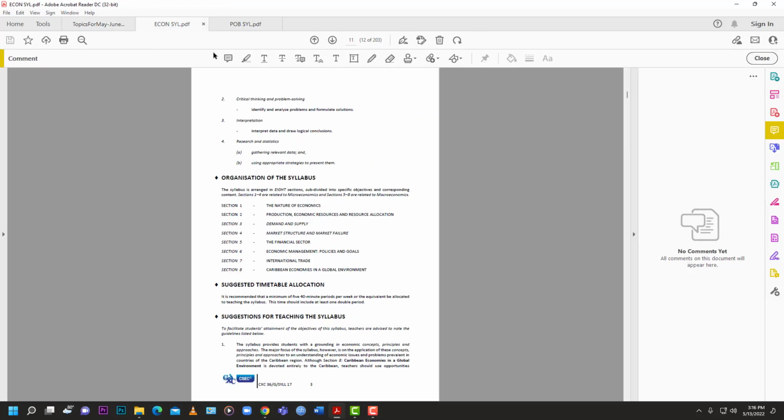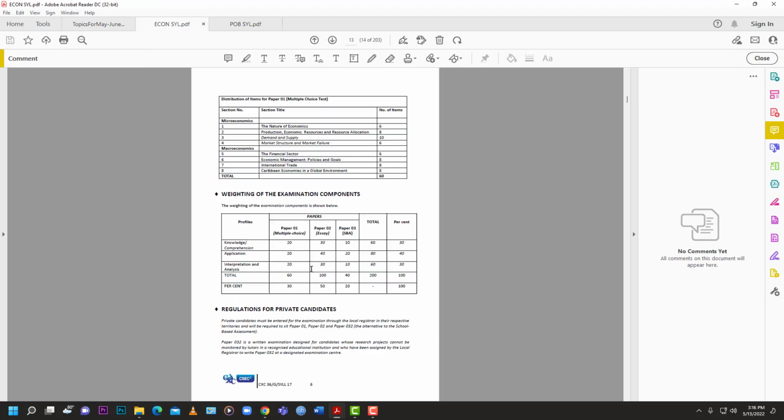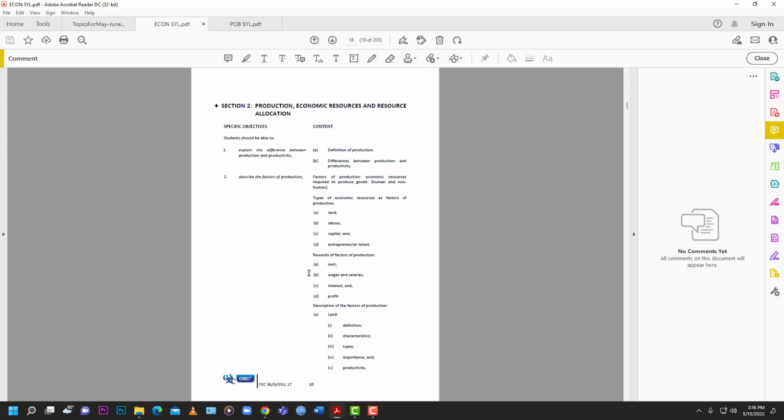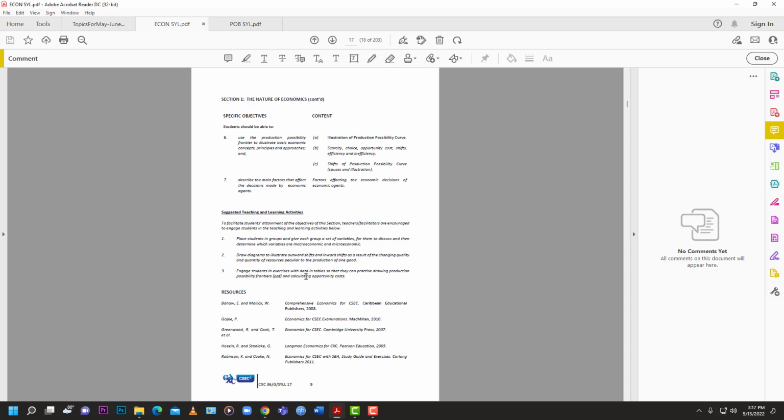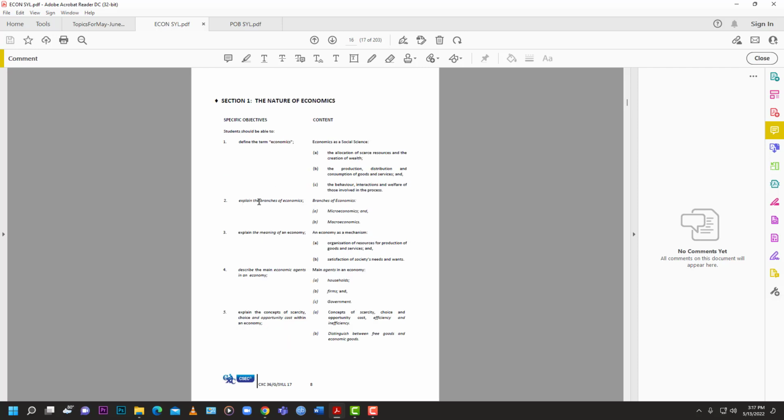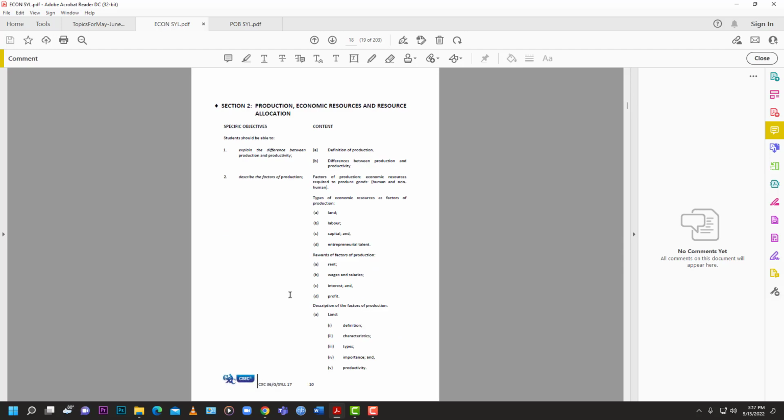So if we just browse through the syllabus right quick, we're looking at the section on nature of economics, so that you see what that entails. That entails all of these topics that we would have started covering at first. So we're looking at things like the production possibility frontier, the main factors that affect decision making in economic agents, such as the government, households and firms. So you have defined economics, the branches, the meaning of the economy, economic agents, all those things are covered in nature of economics. And then, like I said, the rest is production.